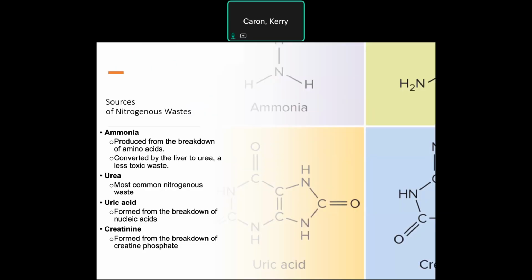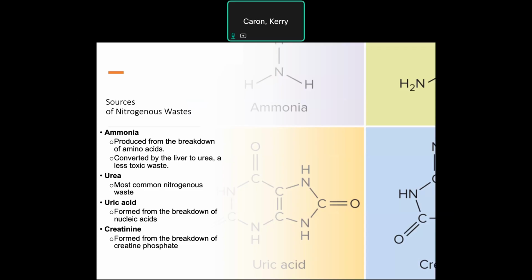So where do we get these wastes? Especially our nitrogen or nitrogenous waste, some of that has to be removed from the body. So how do we get ammonia in the body? Ammonia is produced by the breakdown of amino acids. So amino acids, remember, are the building blocks of protein. So when you break down amino acids, ammonia is produced.